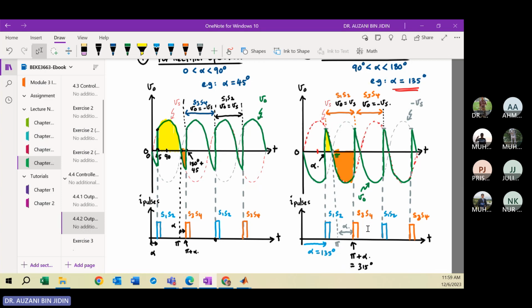Boleh kan? Lepas ni kita rehat sekejap. Pukul 12. Siapa ajar power electronics? Dia ada cerita tak benda ni? Ada kan?